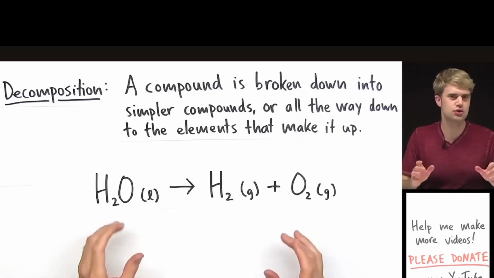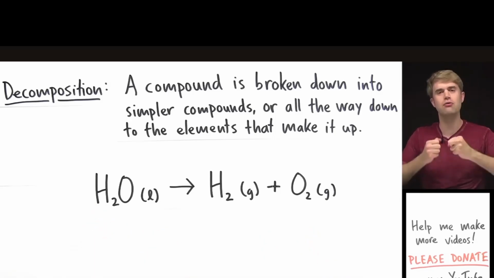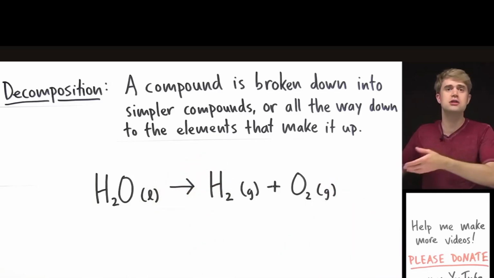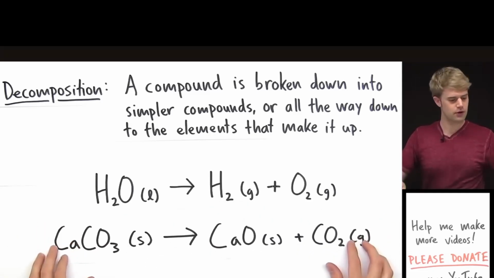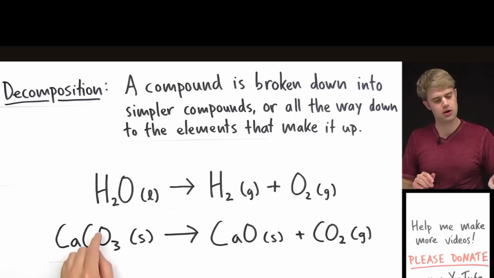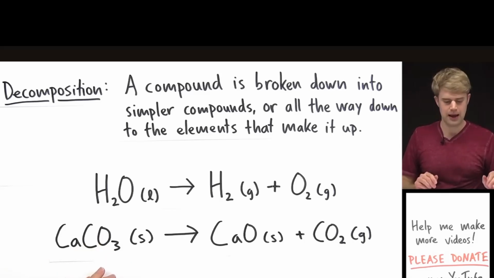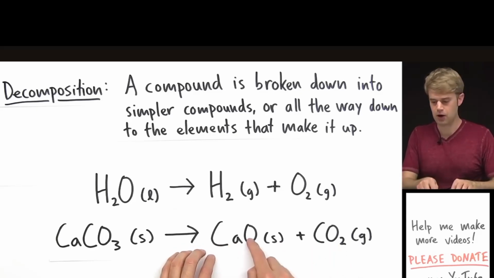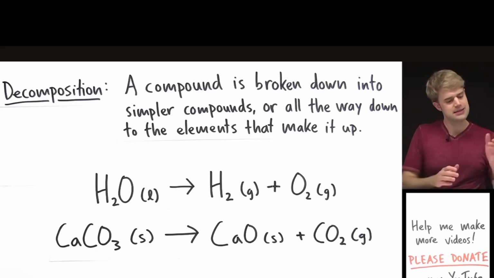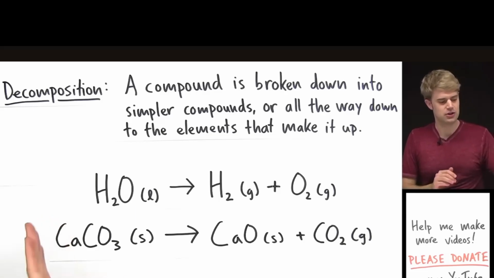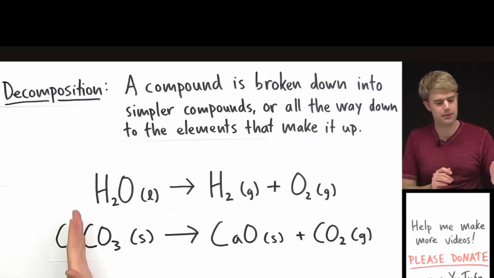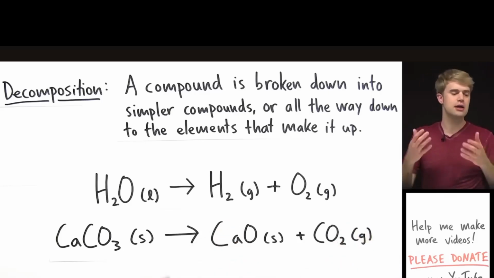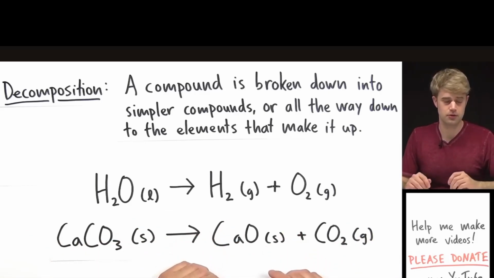Now, in a decomposition reaction, you don't have to break things down all the way down to their basic elements. You can also break them down just into simpler compounds. For example, here we have CaCO3, calcium carbonate, and that gets broken down into two simpler compounds, CaO and CO2. It's not like we're breaking it down into just calcium and carbon and oxygen, but because these are simpler compounds, it is also a decomposition reaction.